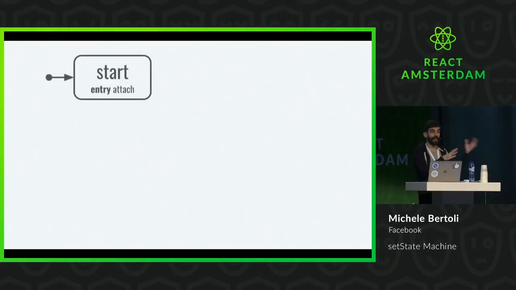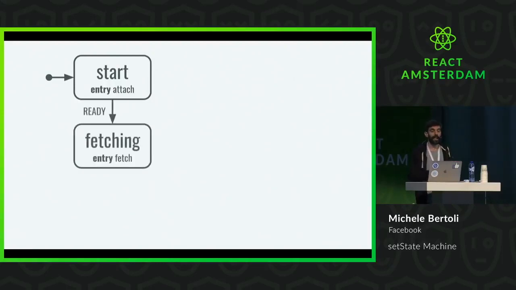For example, we're going back to the example of the infinite scroll. So you can see how the infinite scroll functionality looks in a state chart. You have the start state, which is your initial state, and the entry action is attach, because the first thing we want to do is attach the event listener. When we are ready, we send the ready event to the machine. The machine is going to go into the fetching state, and the entry action is fetch, because the first thing we want to do is fetch the first page.